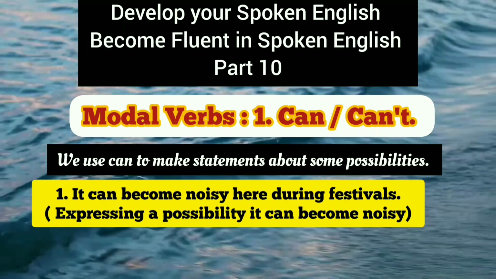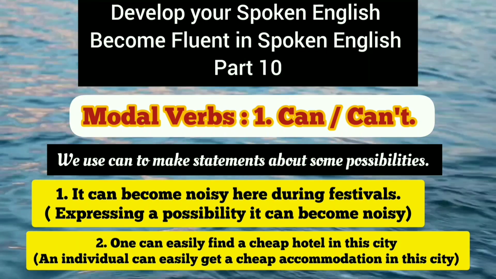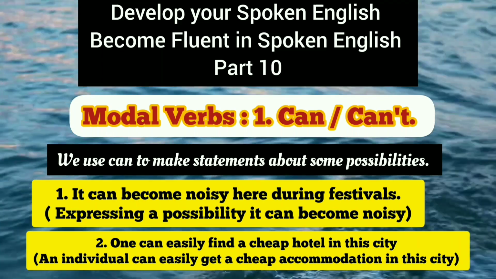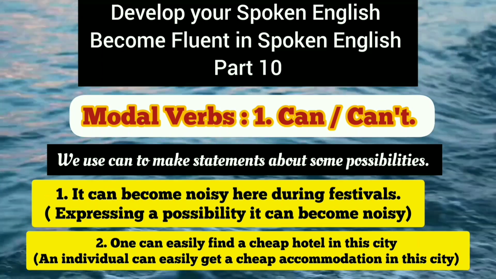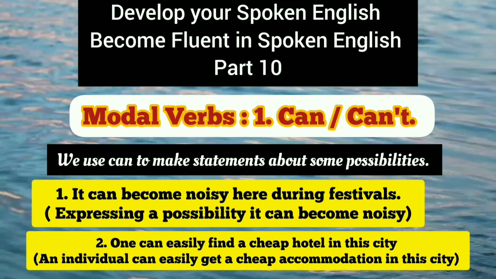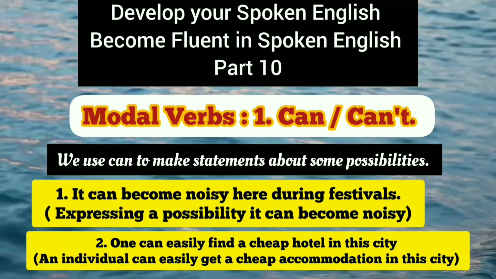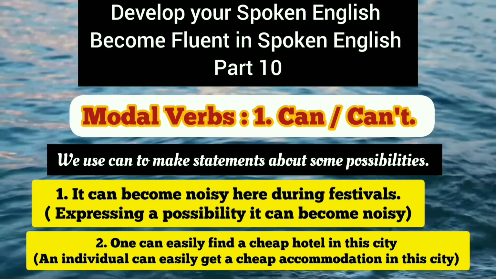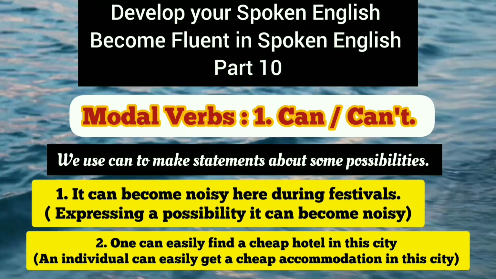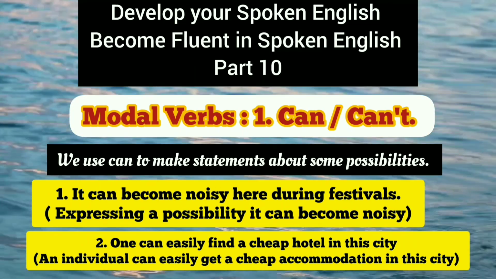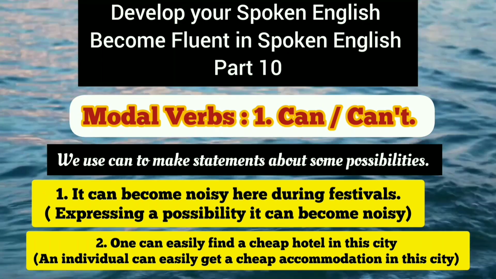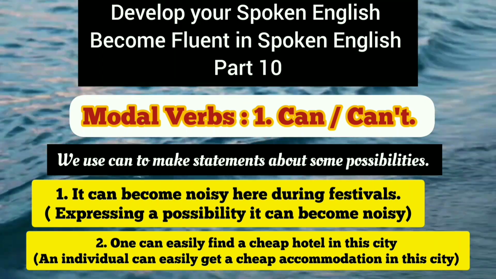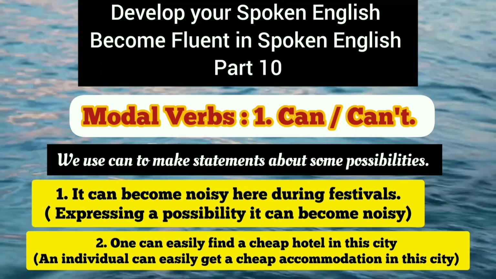So let's see another sentence, how to talk about some possibilities. One can easily find a cheap hotel in this city. That means an individual can easily get cheap accommodation in the city. So it is a kind of general statement about a possibility, that cheap rooms are easily available in the city. So in this type of situation also we can use can to talk about some specific possibilities.